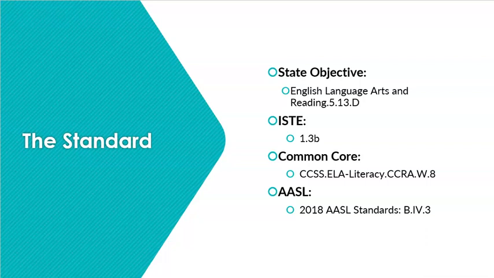And then for the AASL standard, the 2018 AASL standard B.5.3, it says question your sources. So you need to make sure whenever you're going through and gathering your sources that you touch on what we touched on before. Is it relevant? Is it trustworthy? Have I cited it appropriately and used it in my work appropriately? So all of these things are important as we go along with the Big 6 model.